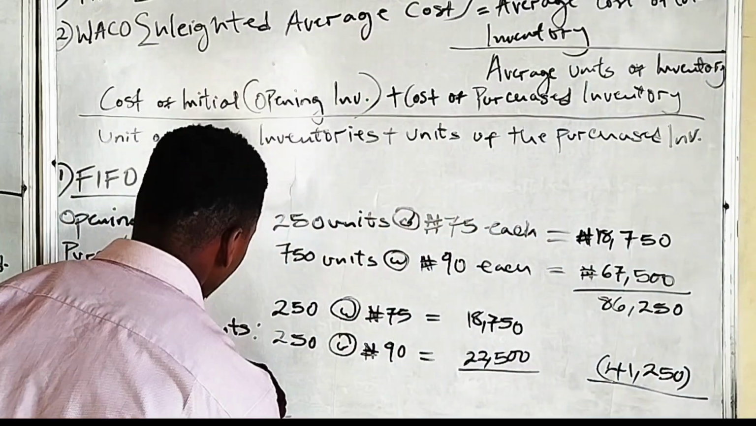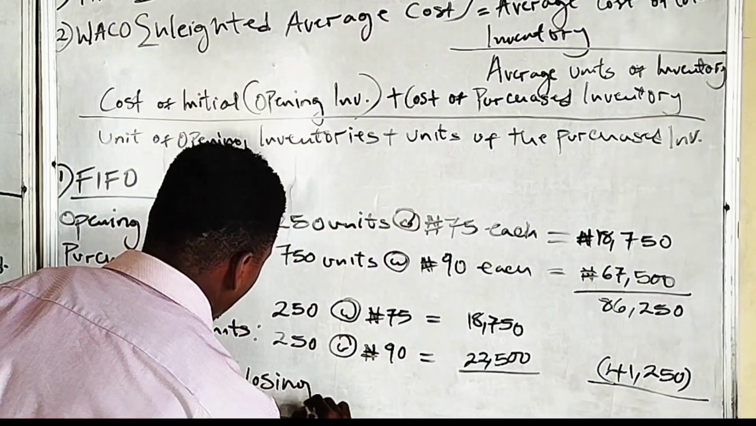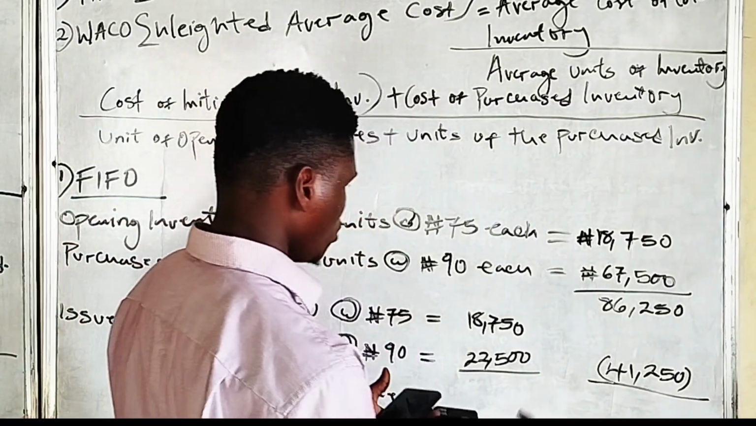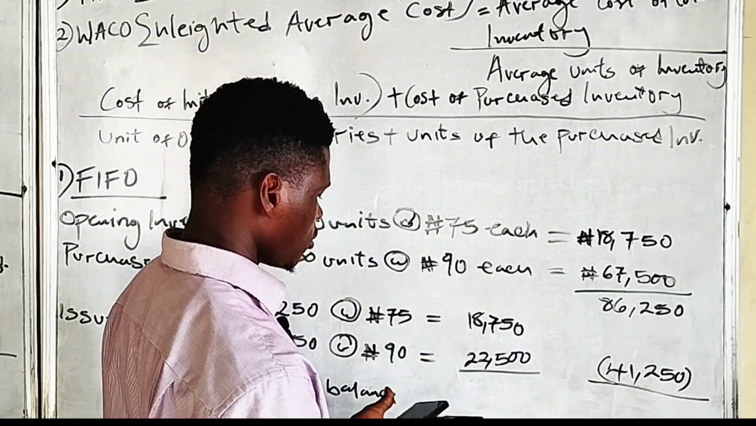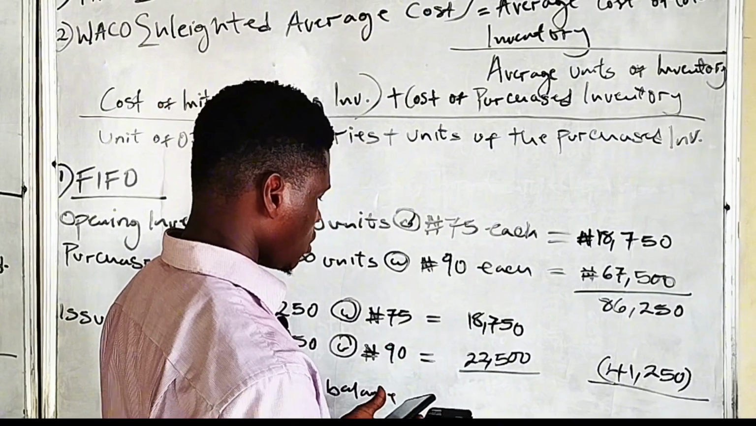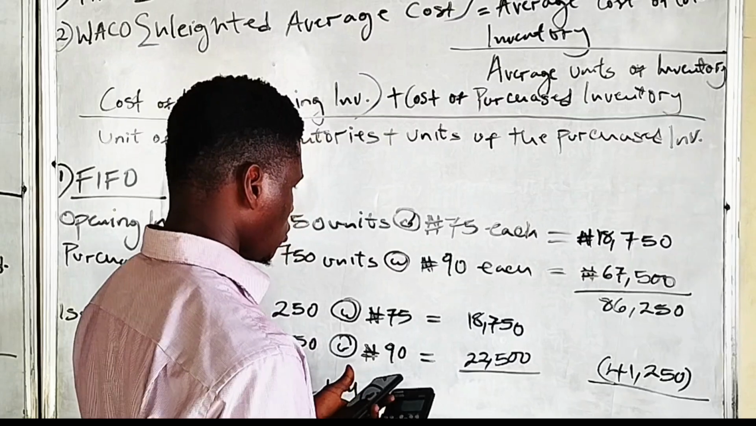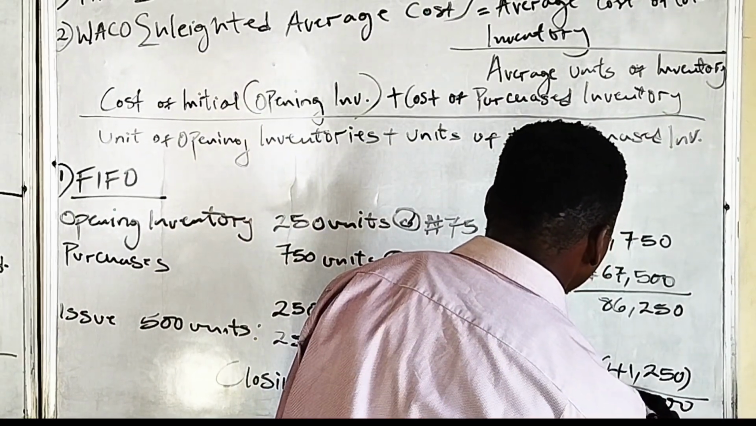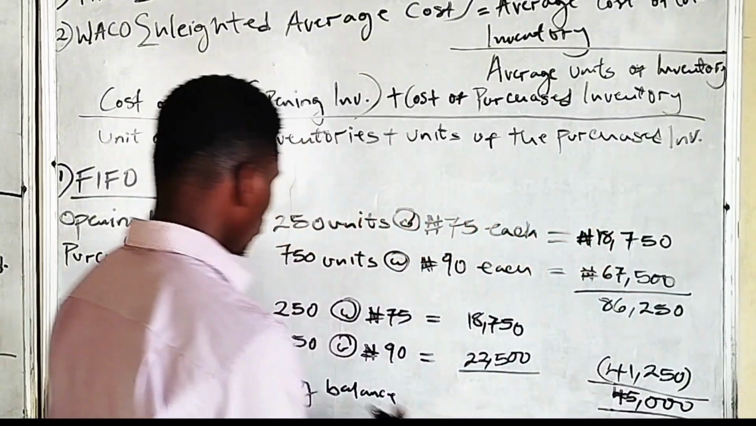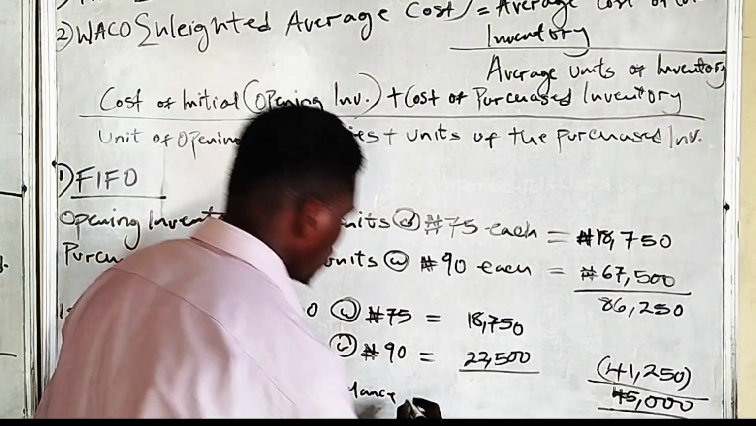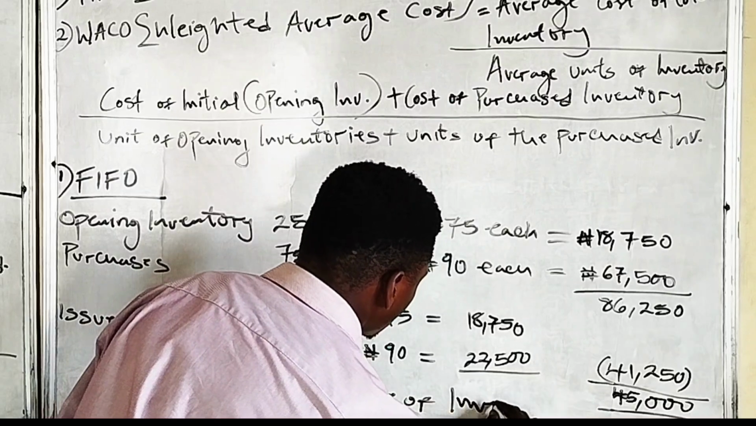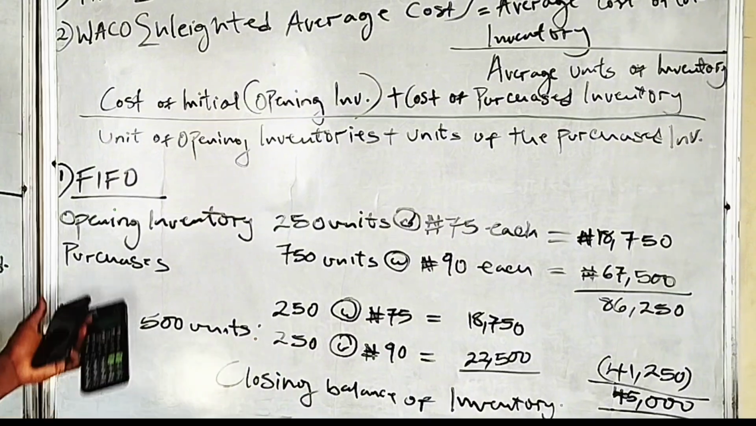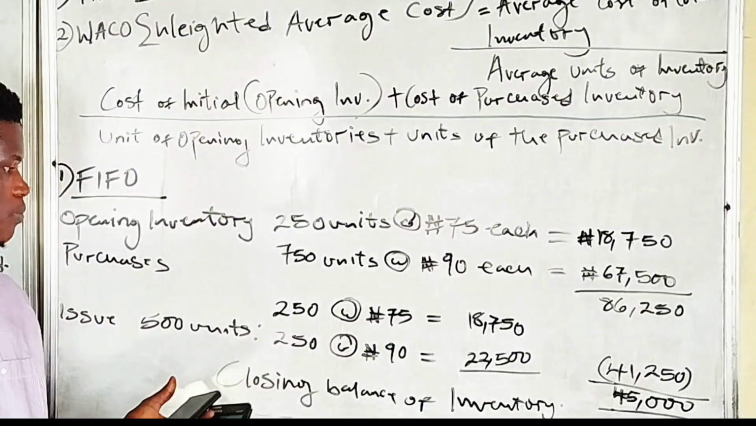So the closing balance now at the end of April will be 86,250 minus 41,250, which is 45,000. So this will be the value of inventory at the end of the period using the first in, first out method.